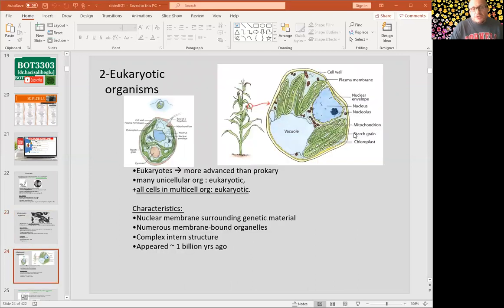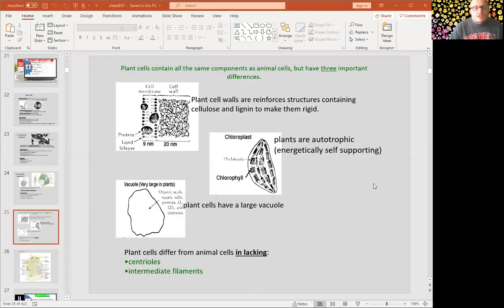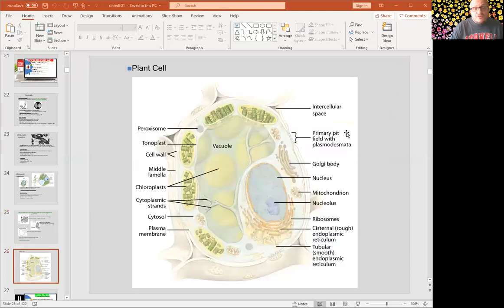Plants are eukaryotic organisms. They have cell walls, a large vacuole, and chloroplasts, three unique organelles. They don't have centrioles or intermediate filaments. A typical plant cell looks like this, with a large vacuole and every other organelle that you can think of: DNA, ribosomes, cytoplasm, plasma membrane, cytoskeleton, mitochondria, Golgi, ER, nucleus, and nucleolus.